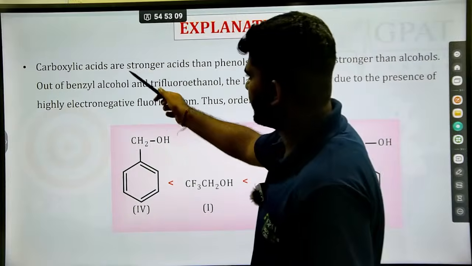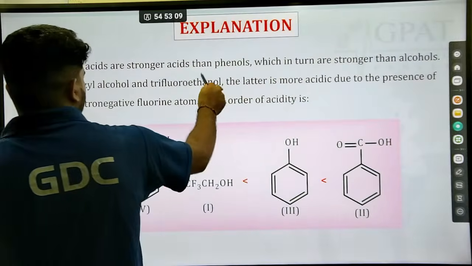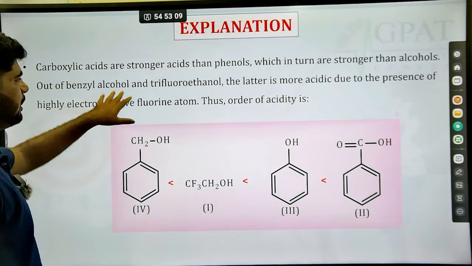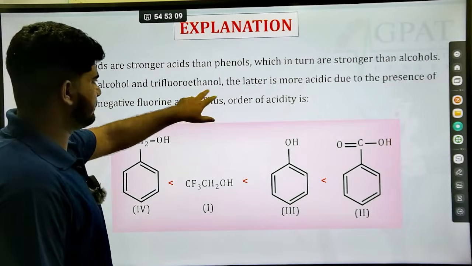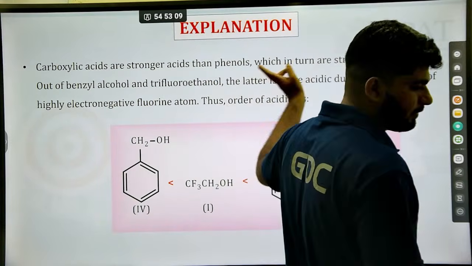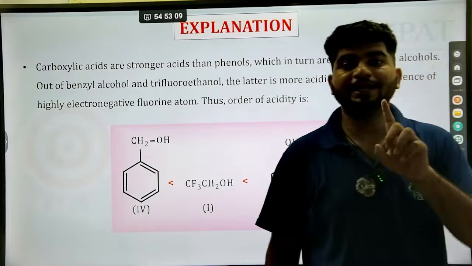Here you can see carboxylic acids are stronger than phenols, which in turn are stronger than alcohols. Out of benzyl alcohol and trifluoroethanol, the latter, that is trifluoroethanol, is more acidic due to the presence of highly electronegative fluorine, that is from the -I effect.